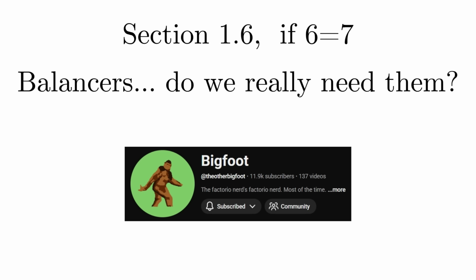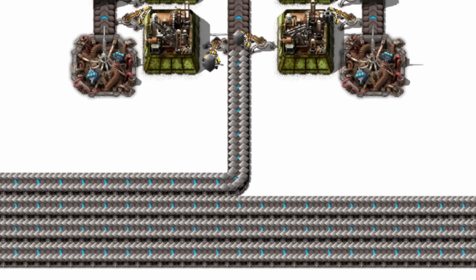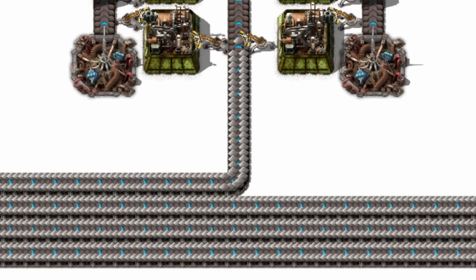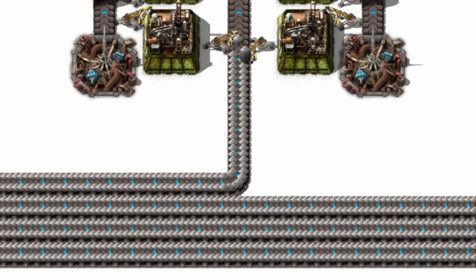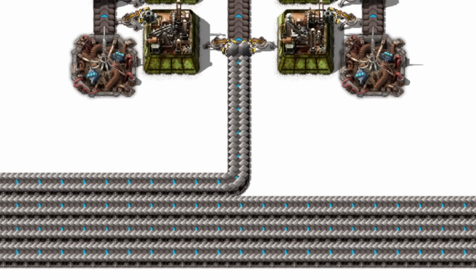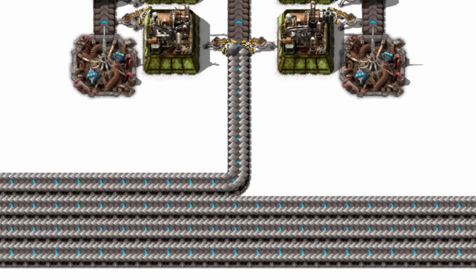(1.7) Balancers. Do we really need them? Although the use of balancers appears in many intermediate levels of factories, we remind the viewers that in practice, a well-designed factory should not require balancers in the following sense. Consider a collection of blue conveyor belts which transports 45 items per second each. If at all times as the factory is running, the belts are fully loaded with 45 items per second, then there is no need to balance, as we always have y_i equals 45 for all i.